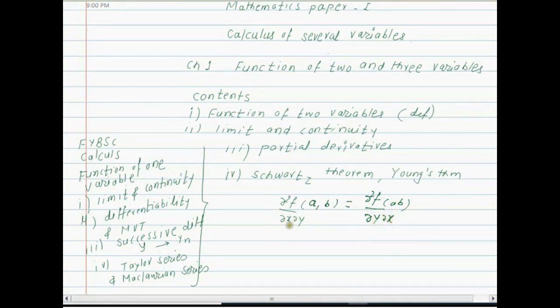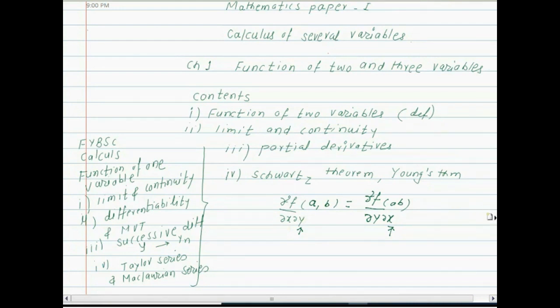Here in the denominator the order of differentiation is different. That is, here we differentiate with respect to y first, then with respect to x, whereas here we differentiate with respect to x first, then with respect to y. So this is the equality at a point (a, b). So these are the things we will study in the first chapter.